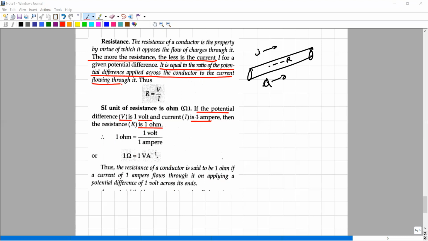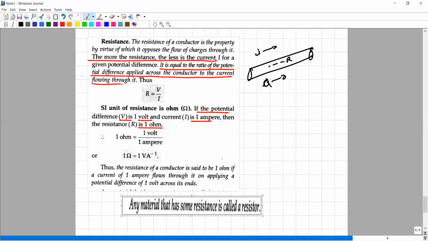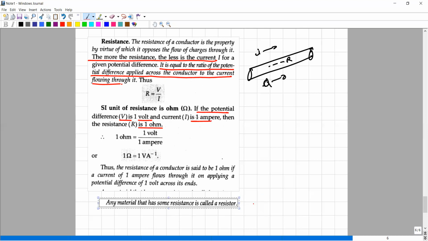Now, any device has a certain resistance or opposition to the flow of current. So any material that has some resistance is called a resistor.